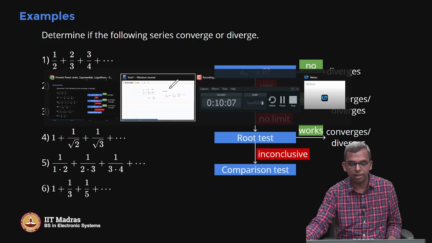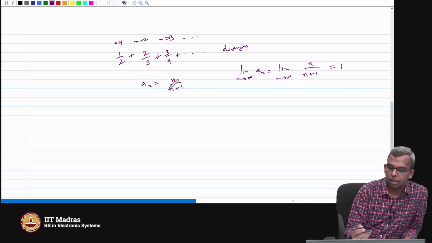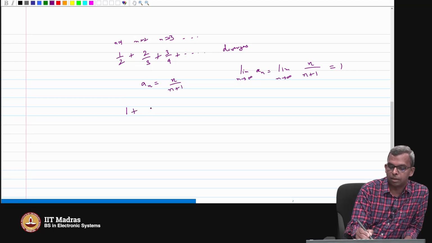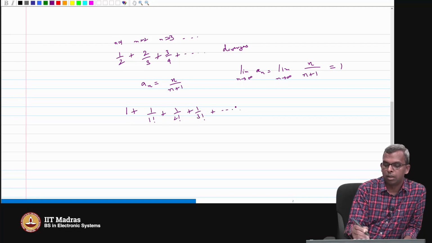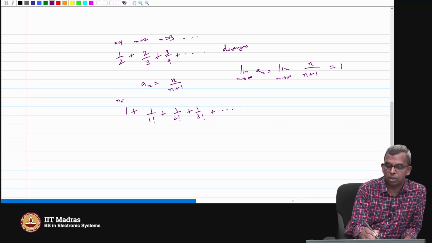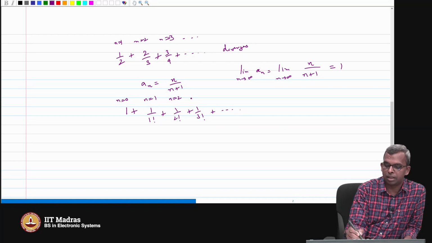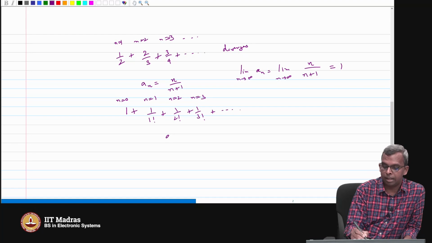Okay, so how do we do this? Let's try that. This is 1 plus 1 by 1 factorial plus 1 by 2 factorial plus 1 by 3 factorial plus so on. So what's the nth term here? It's better to start with 0. You can also do otherwise, but it's better to start with 0 here. And the nth term is 1 by n factorial.